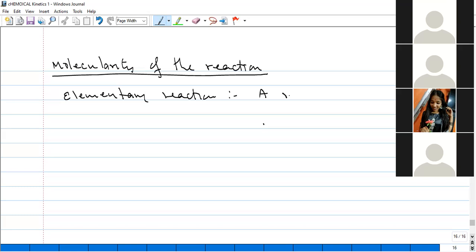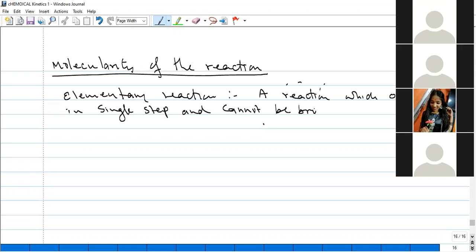A reaction which takes place or which occurs in a single step and cannot be broken down further. You cannot make it simpler again. It's called an elementary reaction.